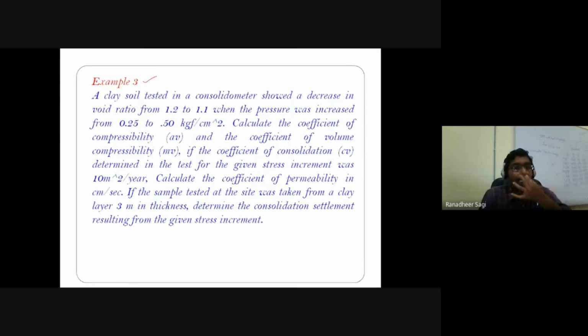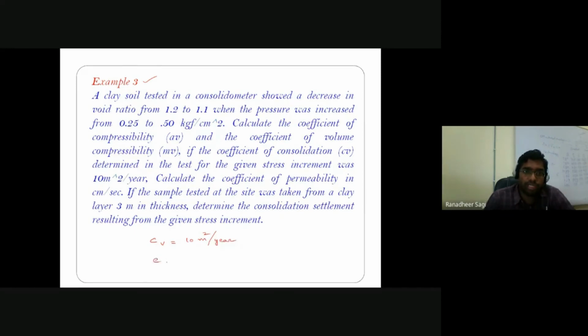Okay, so what has happened is that when you increase the stress on that particular soil sample from 0.25 to 0.5 kg per centimeter square, the corresponding void ratio changes from 1.2 to 1.1. Calculate the coefficient of compressibility, that is AV, and the coefficient of volume compressibility, that is MV. If the coefficient of consolidation determined in the test for the given stress increment was 10 meters square per year, it means CV is given, which is 10 meters square per year.